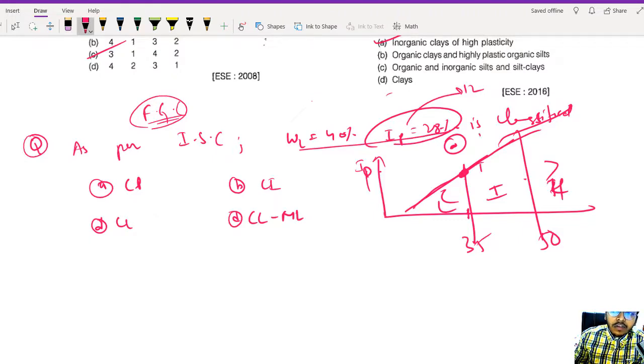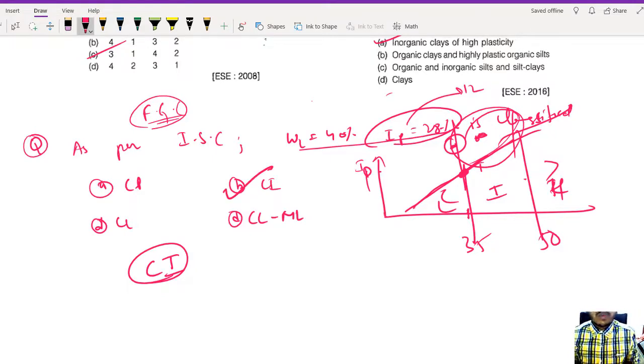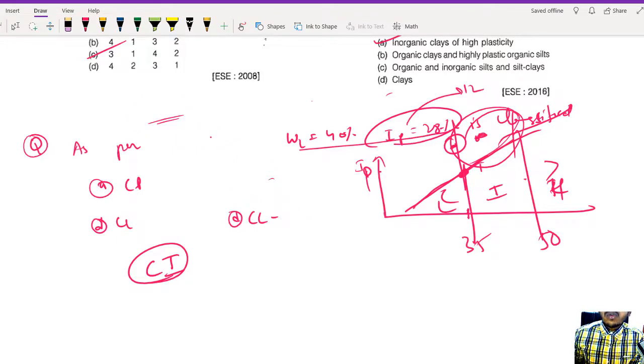So obviously now, it is somewhere here in the range of 35 to 50, above A line. So it will be called medium plasticity, that is, intermediate plasticity clay. So CI is my answer. I will be getting my 2 marks in my ESE examination. Everything is clear, right? That's how you have to solve this.